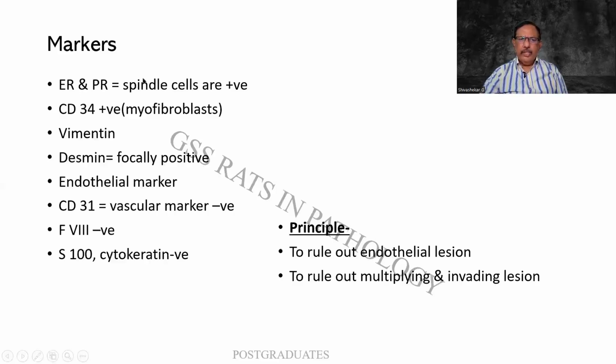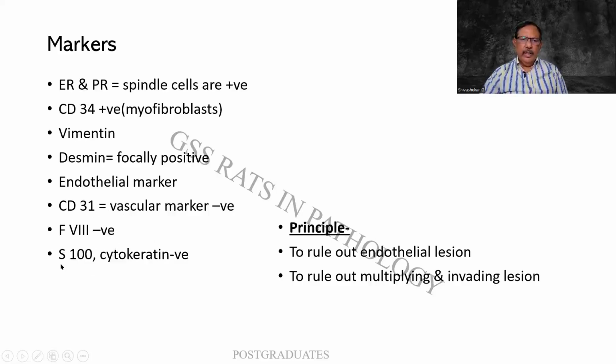ER and PR can be positive. There can be spindle cells which are positive for it. CD34 is positive for the myofibroblast. Some amount of desmin can be focally positive for the smooth muscles. Endothelial markers are negative, and factor 8 is also negative. CD31, factor 8 is negative.